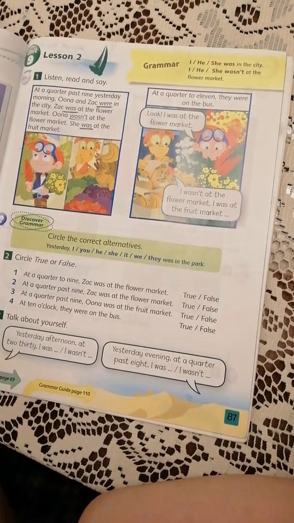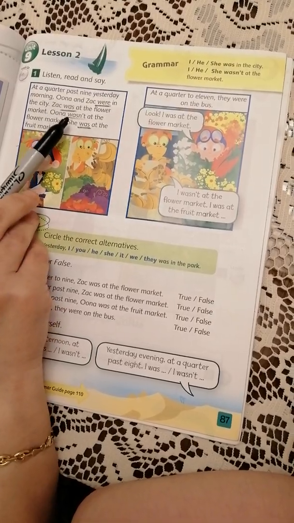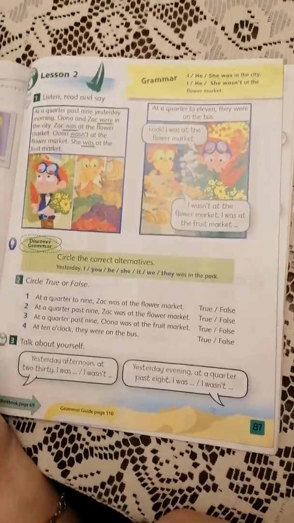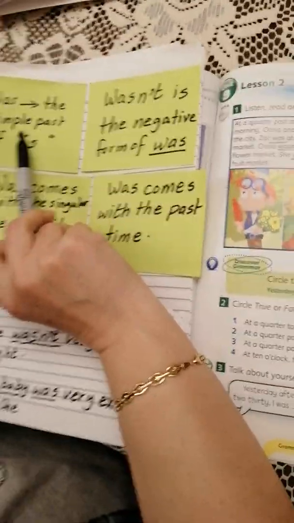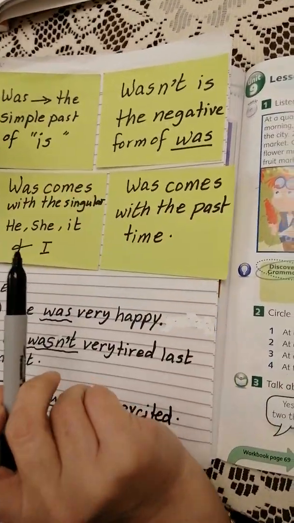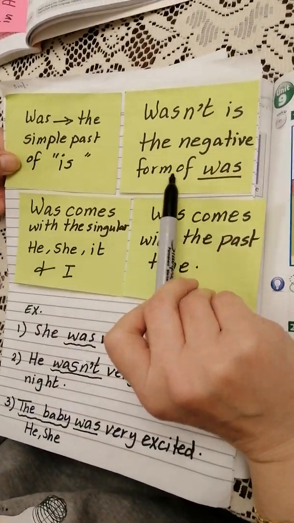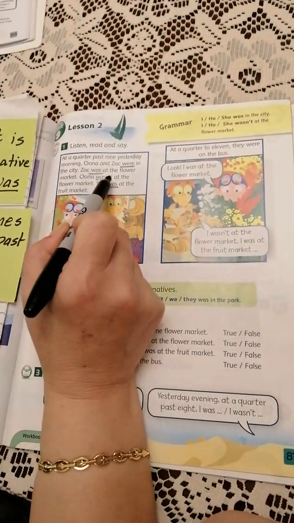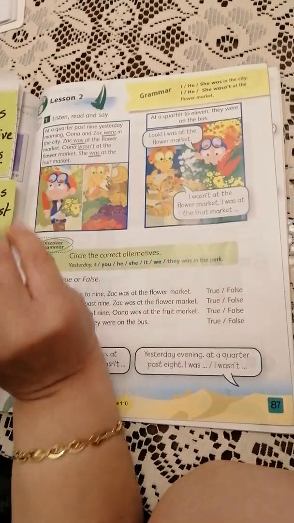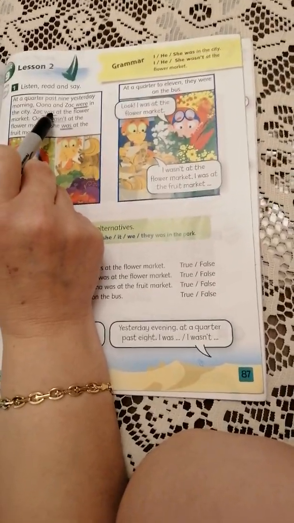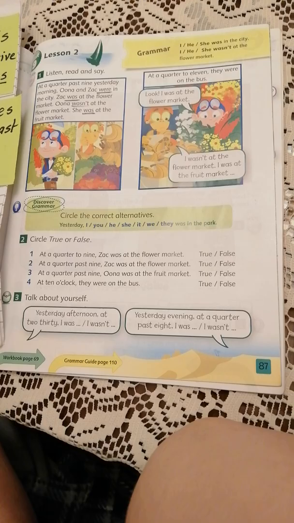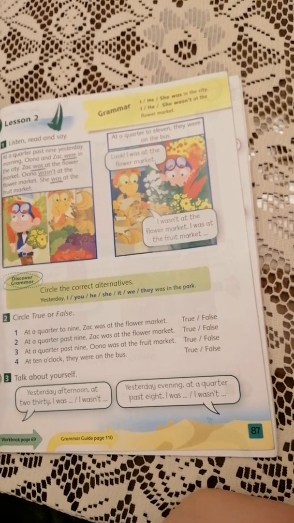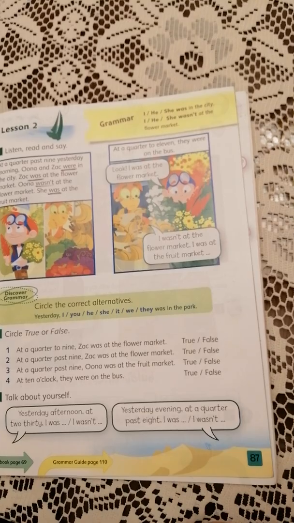What's the difference here between using was and were, and wasn't and was? As I mentioned before in the grammar target, we use was as the simple past of is, and wasn't is the negative form of was. So, Ona wasn't at the flower market. Wasn't here is the negative form of was. And we use was or wasn't with the singular pronouns he, she, it, and I in the past time.